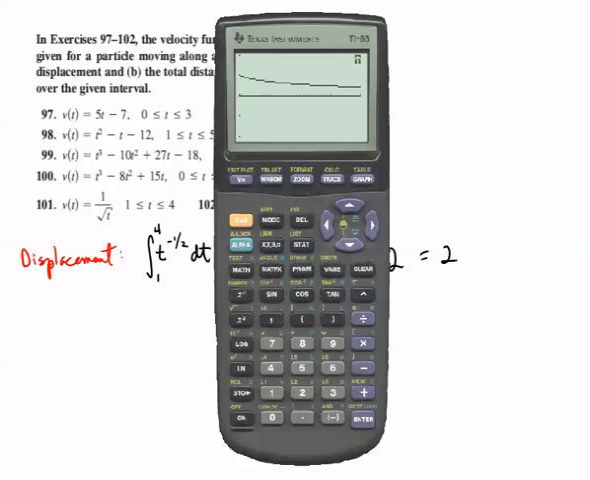Bring the calculator back. We have second calc. We want option number 7. The lower limit is 1. The upper limit is 4. And so there you see we have 2. And in this case, it's going to be both the displacement and the total distance, because none of this was below the x-axis. So there was no turn to the left. It was motion to the right the entire time.